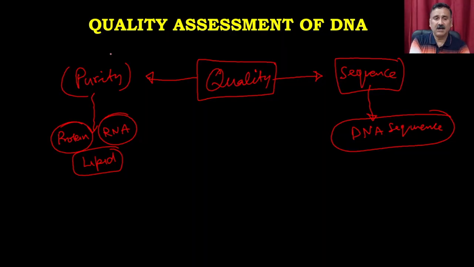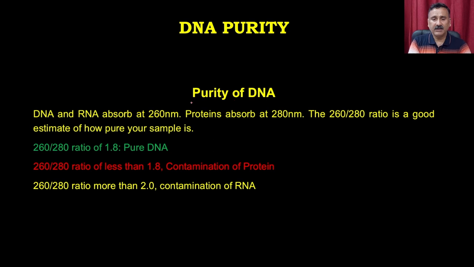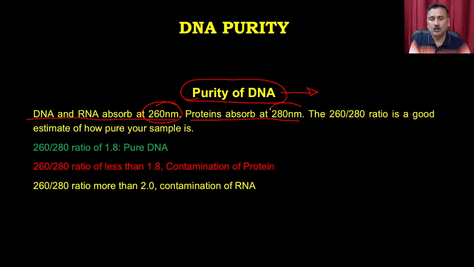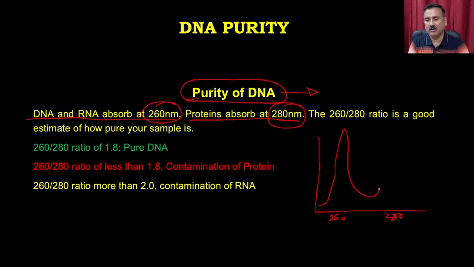So first thing is how you can determine the purity of the DNA, right? The purity of the DNA can be determined by the spectrophotometric method. So you know that the DNA and RNA absorb at 260 nanometer, whereas the protein absorbs at 280 nanometer. But if you see the curve, what you will see here is that at 260, the DNA and RNA are going to absorb, but they also absorb at 280 nanometer, right?